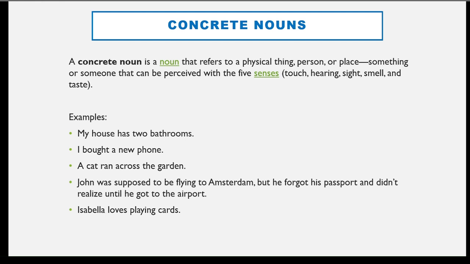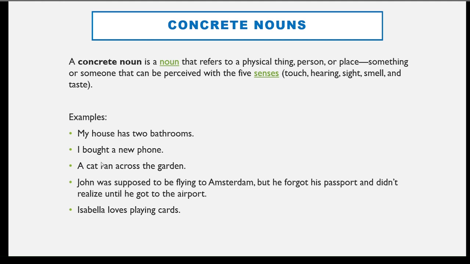A concrete noun is a noun that refers to a physical thing, person, or place, something or someone that can be perceived with the five senses: touch, hearing, sight, smell, and taste. Here we have examples. My house has two bathrooms. House and bathrooms are places. So this is our concrete nouns. I bought a new phone. Phone is a thing.